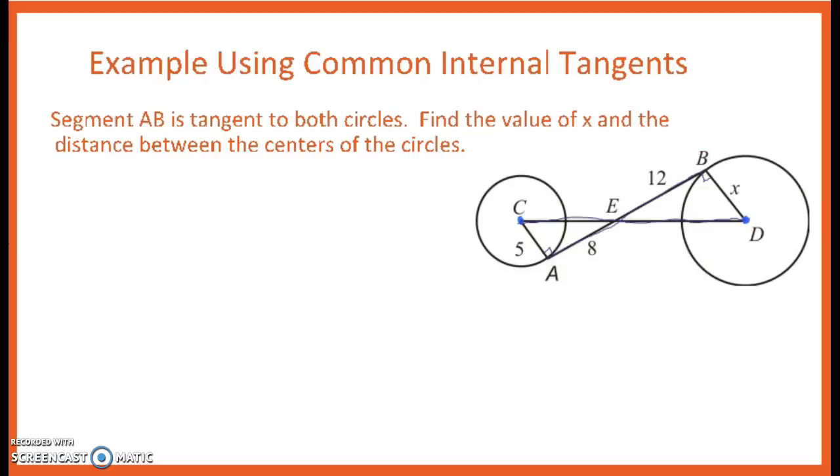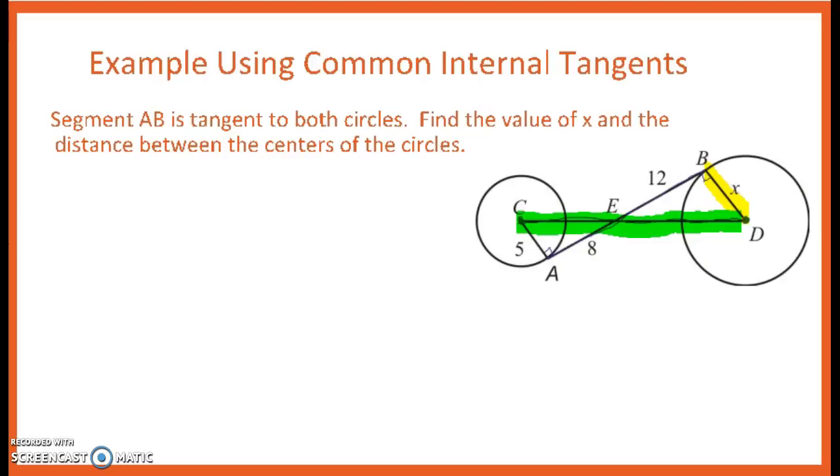And so we want to find the value of x, which is going to be the radius of circle D. And we want to find the distance between the centers of the circle. And so that distance that we want to find is going to be the segment from C to D. So let's look and see how we can do this, knowing that we have two separate right triangles.